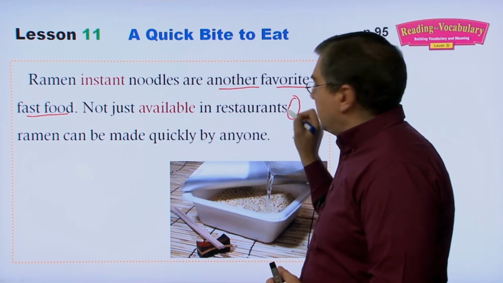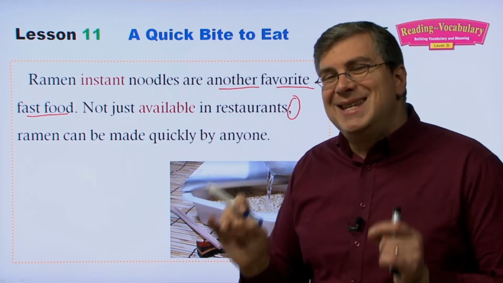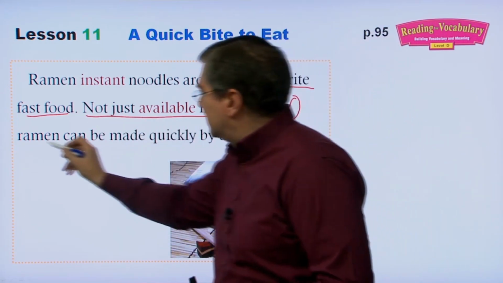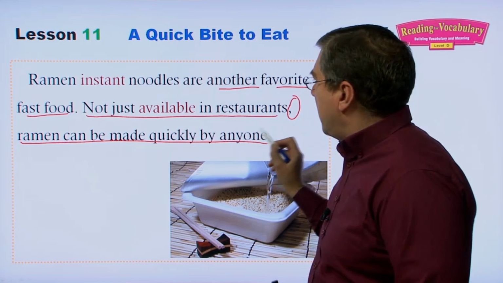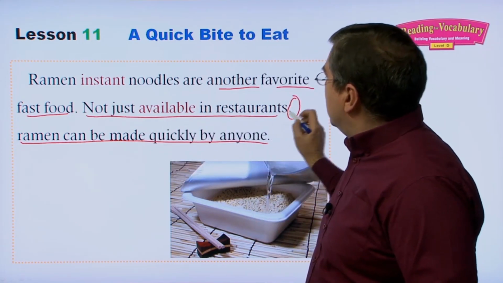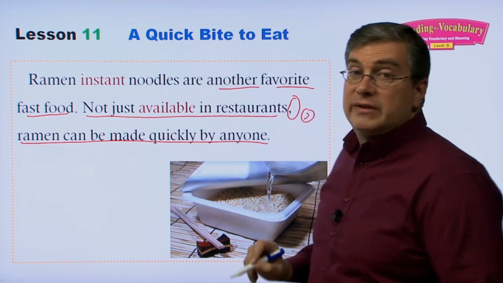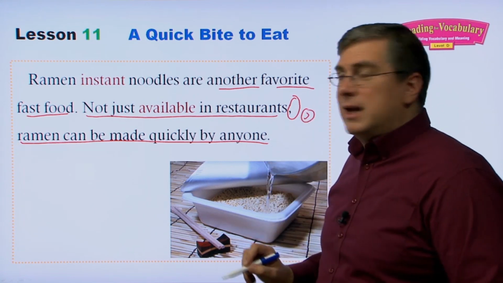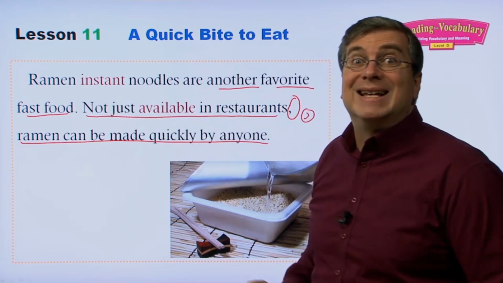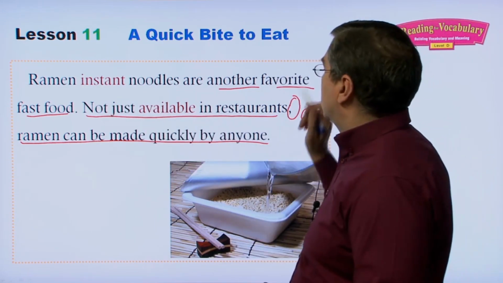Now, usually a semicolon is used to connect 2 independent clauses, in other words, 2 independent sentences. Now, that's not what happened here. Not just available in restaurants. This should actually be a comma, not a semicolon. So be careful about that, because with a semicolon, this would have to be a complete sentence by itself. Okay? So that's a good point there.